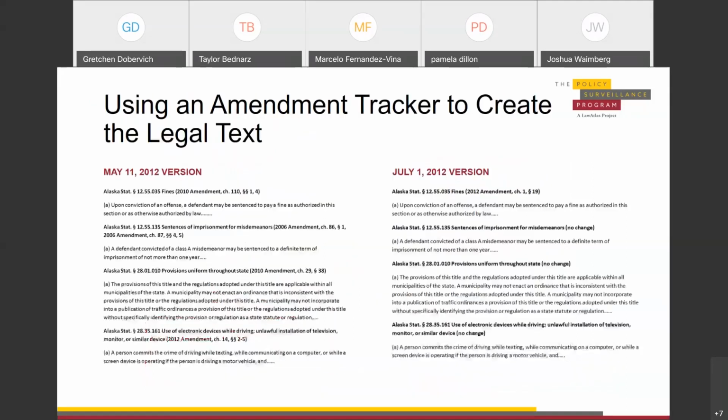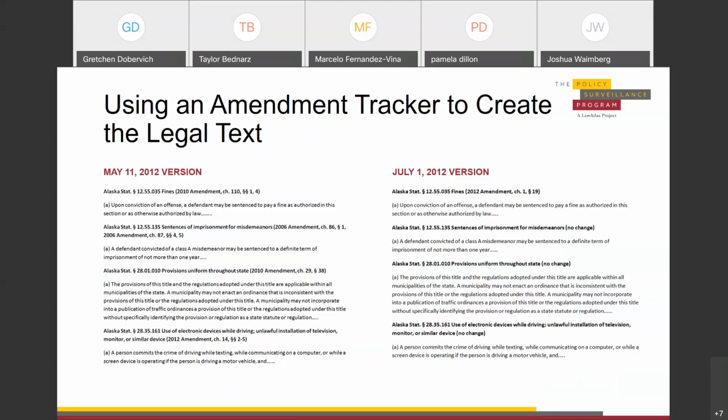So this slide shows then how you create the next version of amendment from the May 11, 2012 version to the July 1st, 2012 version. Please note in this example, we do not contain the full text, so the details of the changes aren't readily apparent, but the changes in the titles are clear. So using our amendment tracker, we know that 12/55/035 was amended effective July 1st, 2012, after it had been already in effect as of September 26, 2010.